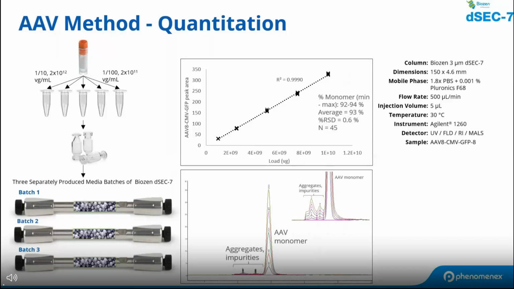Now, you may ask me, how about the aggregates? If I look at every single point across this data for n equals 45, and look at the max and the min percentage of monomer determined across those 45 points, they only range between 92 and 94%, meaning plus or minus 1 from the average of 93. So what this implies to me is that I can reproducibly recover the monomer, as well as reproducibly recover all of these impurities and aggregates across a large dynamic range, which gives me a lot of confidence that whatever I inject into this column is indeed coming out.